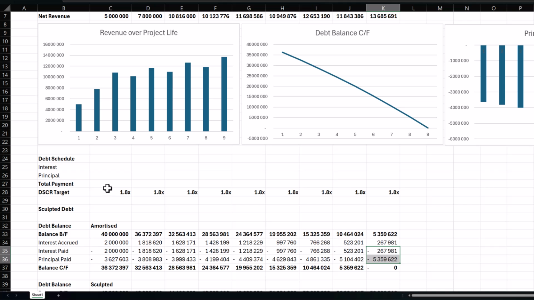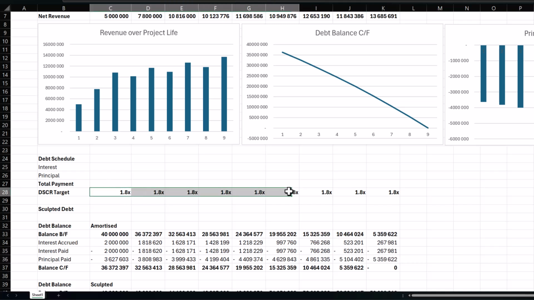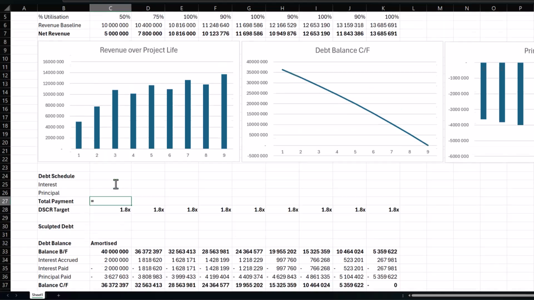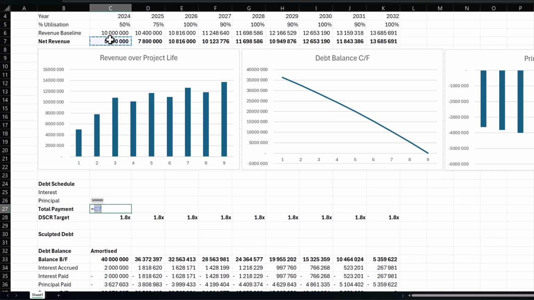However, if for example this project had a target debt service cover ratio of 1.8 times, that means that the total repayment would equal the net revenue of the project for that year divided by the debt service cover ratio.